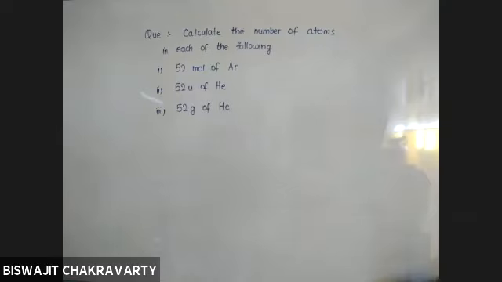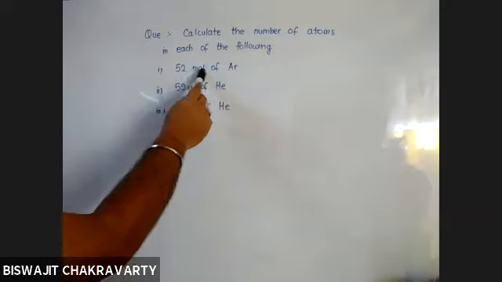Now, we shall try to understand how to find out the number of atoms. All of them are atoms only. Argon, helium, all are atoms. 1 mole of atoms has 6.022 into 10 to the power 23 atoms.